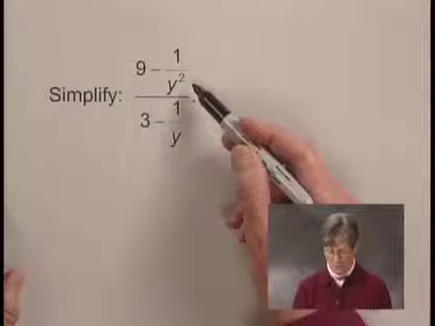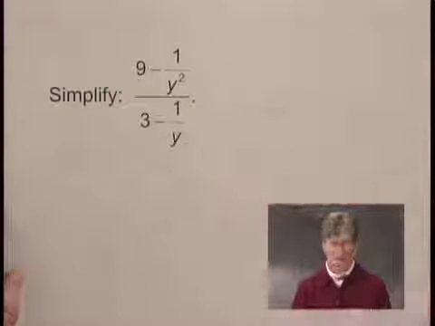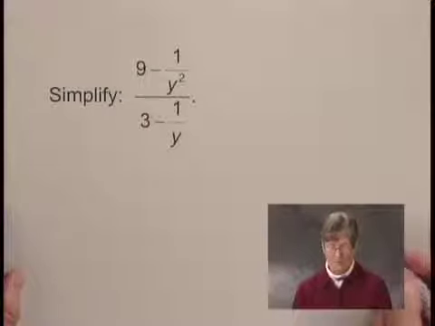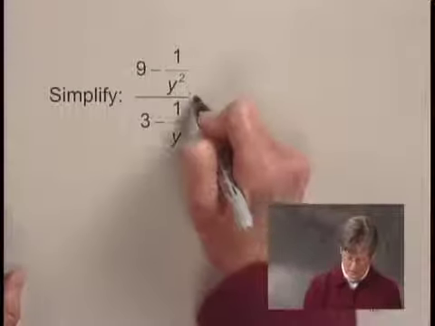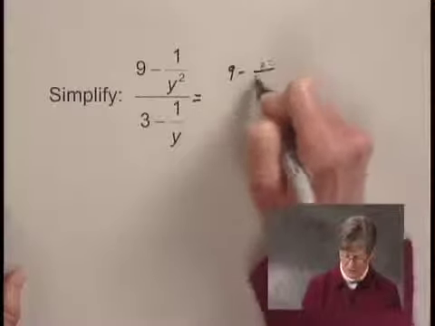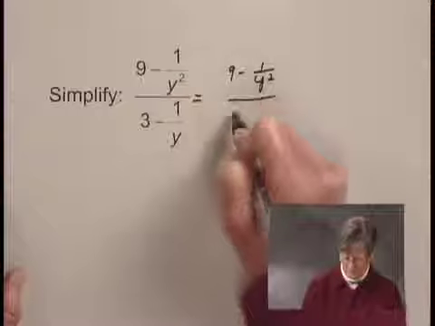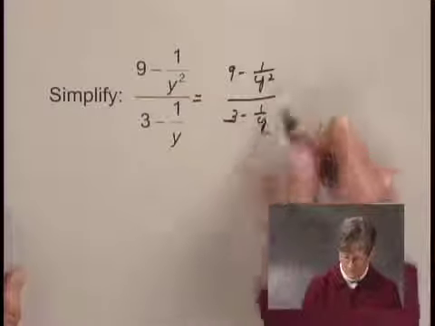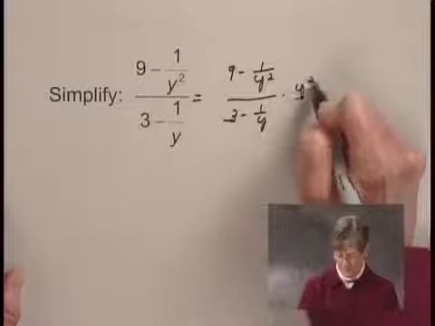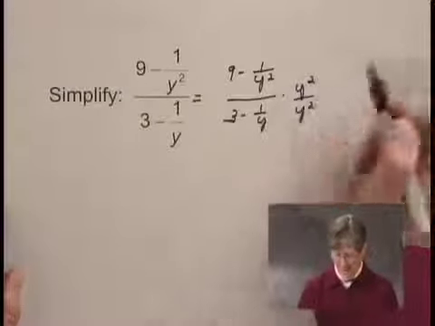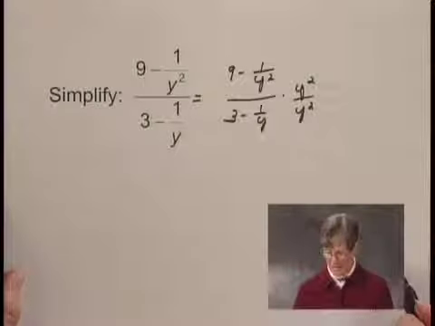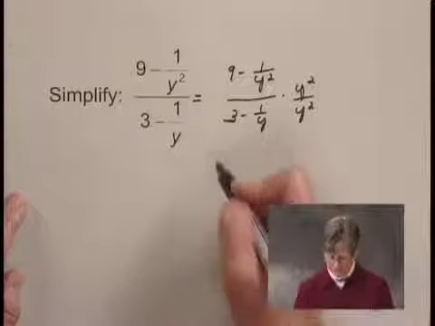So I have a denominator of y squared here and a denominator of y, which tells me that the least common denominator of those two denominators is y squared. So I'm going to multiply this. Let's just rewrite the expression to begin with. I'm going to multiply this by 1 in the form of y squared over y squared, which means I'll be multiplying the whole numerator by y squared and the whole denominator by y squared.